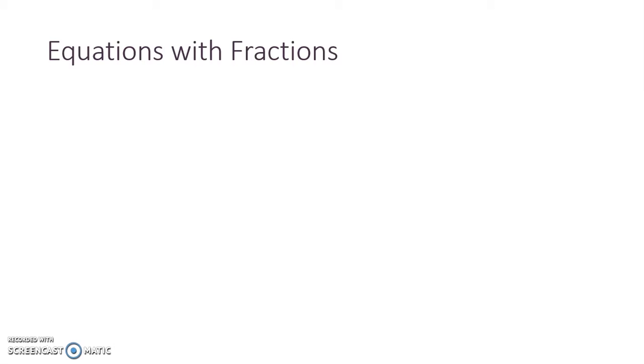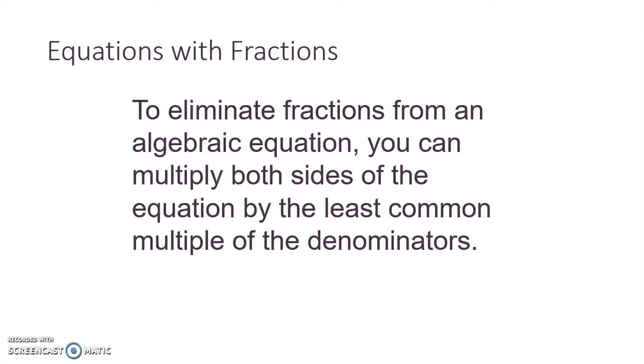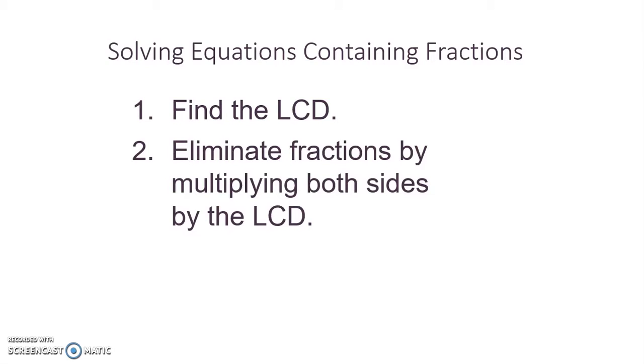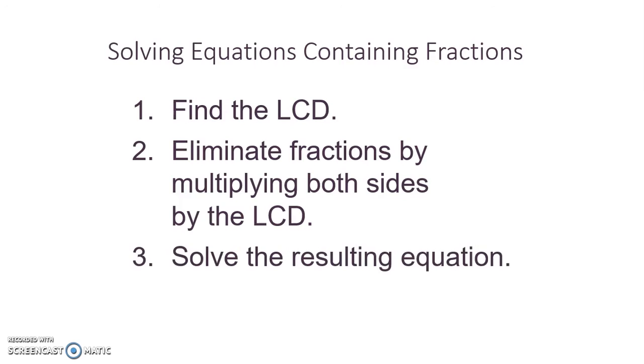So this section, our last section of Chapter 2, is on equations with fractions and eliminating those fractions whenever we're working with them. To eliminate fractions from an algebraic equation, you can multiply both sides of the equation by the least common multiple of the denominators. So to do this, the first step is to find the least common denominator, then eliminate fractions by multiplying both sides by that least common denominator, and solve the resulting equation. And then, of course, always, always, always check your solution.